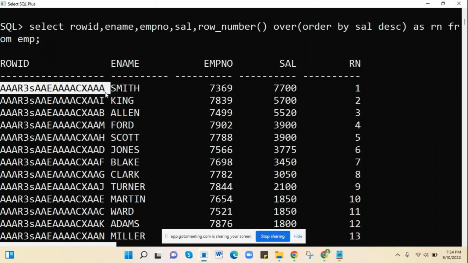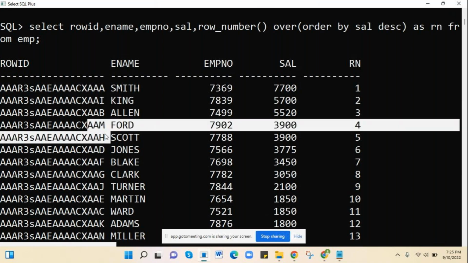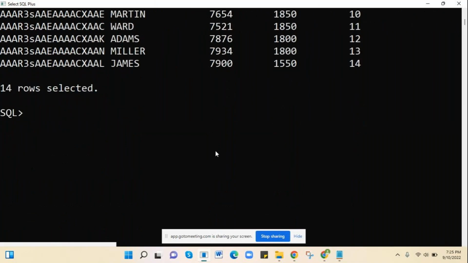That's why it will give the fourth rank to this one and the fifth rank to the other. Okay, row number, but mostly we are not using row number. Mostly we use dense rank to find out the employee who is getting the highest salary.